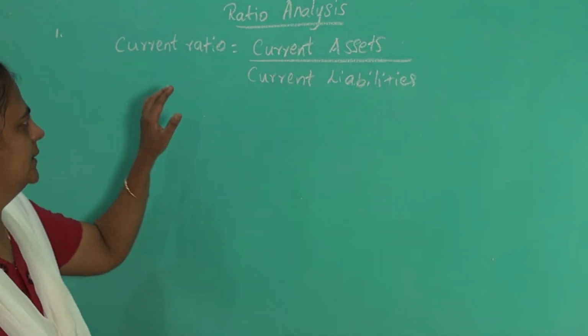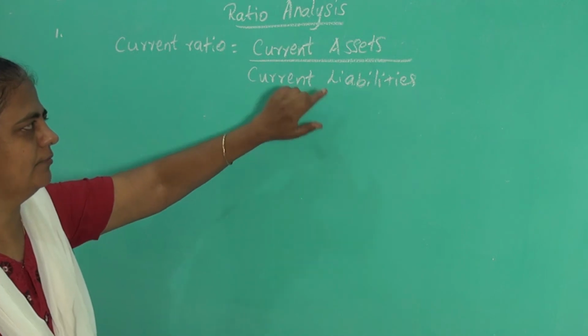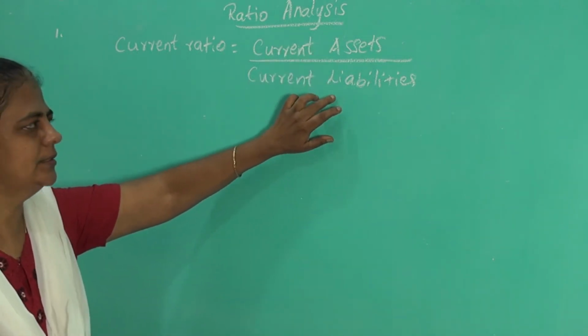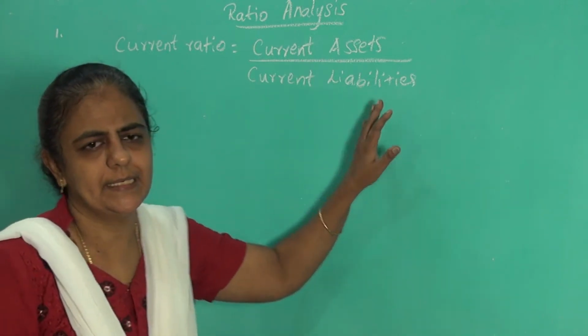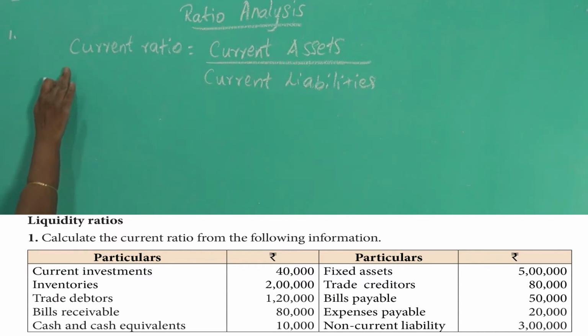So the formula is current ratio is equal to current assets divided by current liabilities. So you have to know which are current assets and which are current liabilities. So in this question, which are the current assets? Current investments, inventories, trade debtors, bills receivable, cash and cash equivalents. All these 5 items are current assets. So first you have to take and write the current assets.